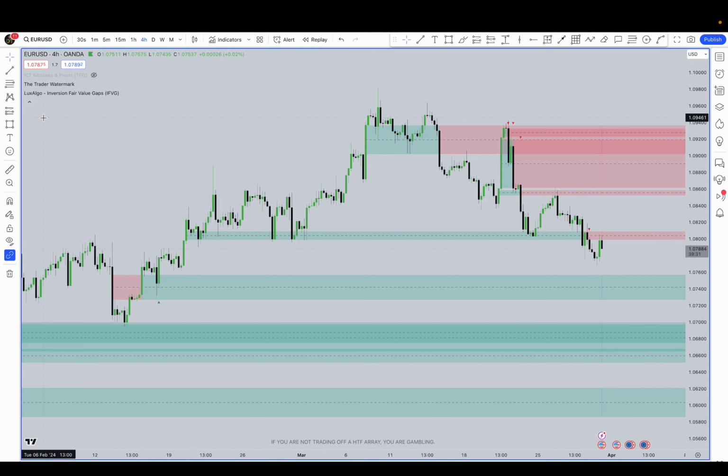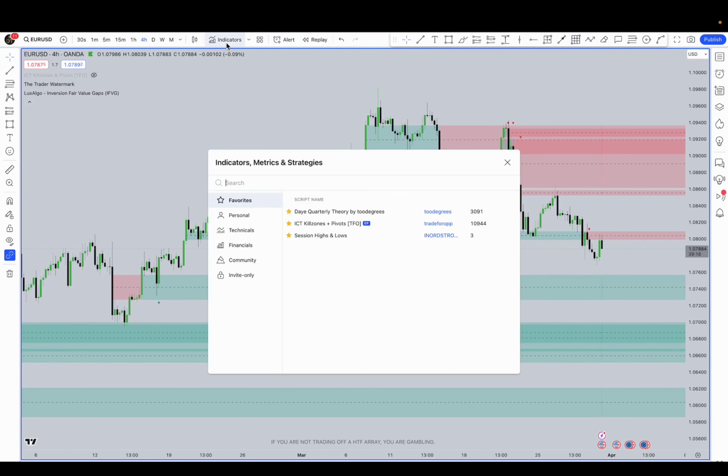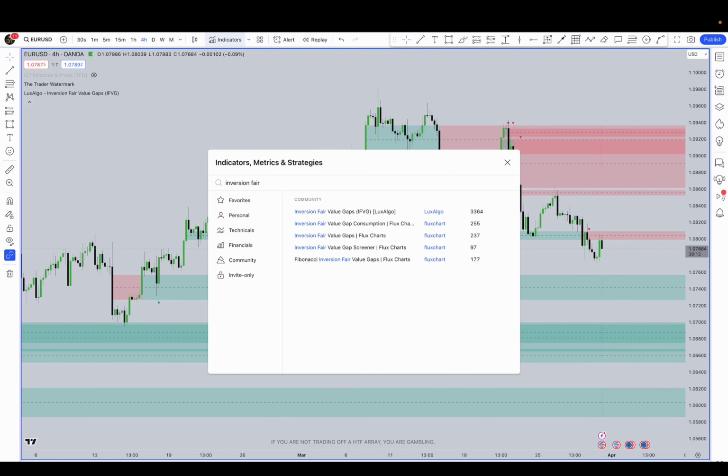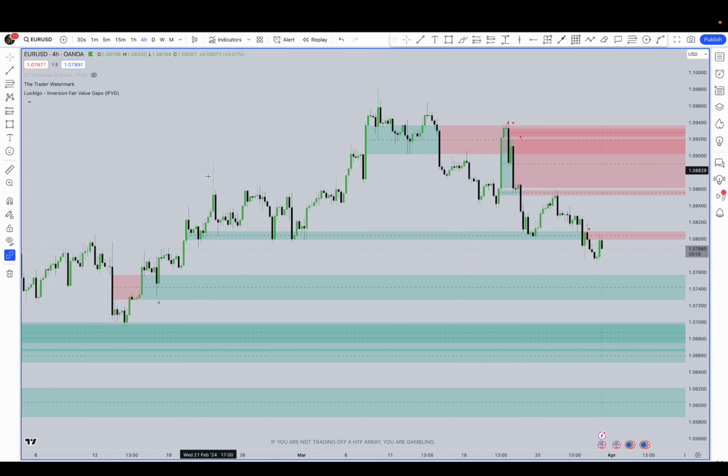To reward you for sticking to the end of this video, I want to give you something really cool I discovered while recording this video. It's an indicator from Luke's Algo. His indicators are amazing, and it's the inversion fair value gap indicator. So you go to indicators, then you just go to inversion fair value gaps, and this is the one. And what it does is the work for you.